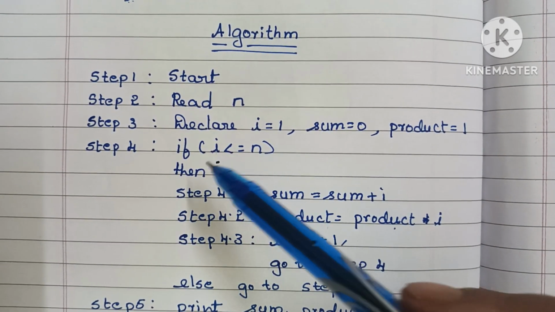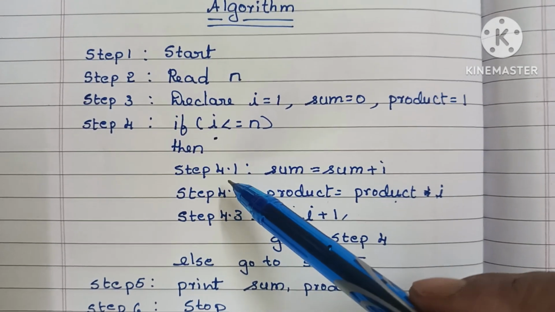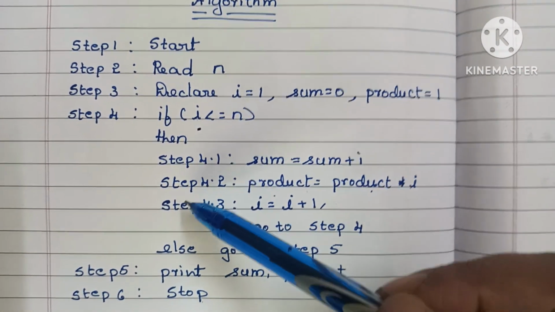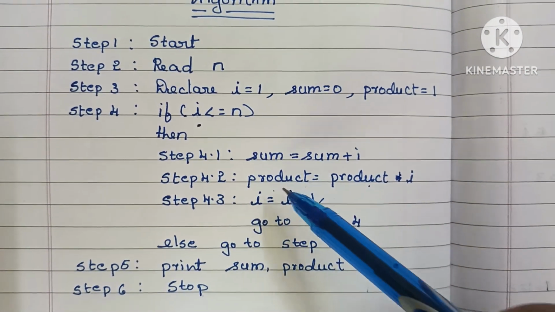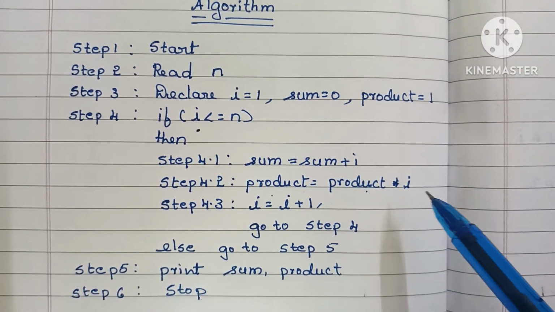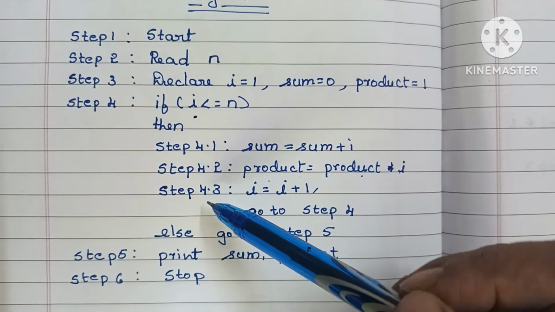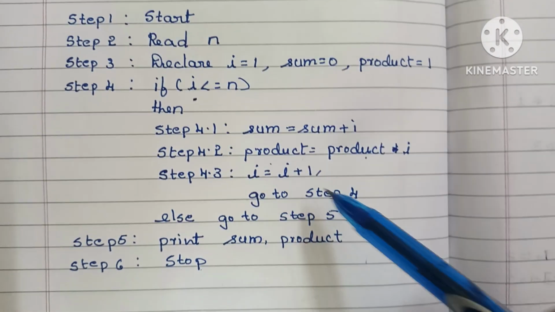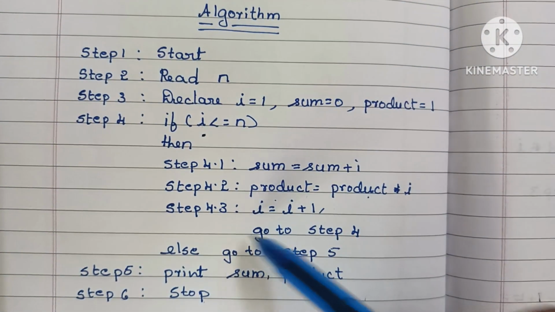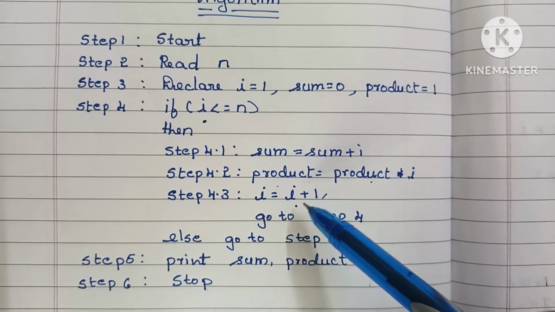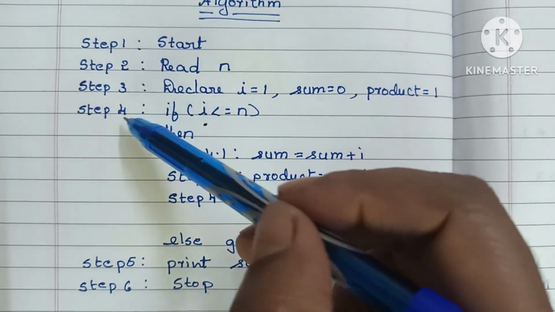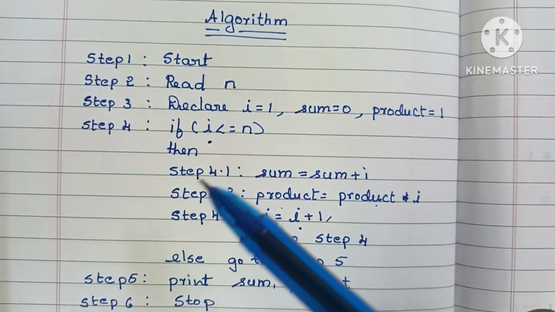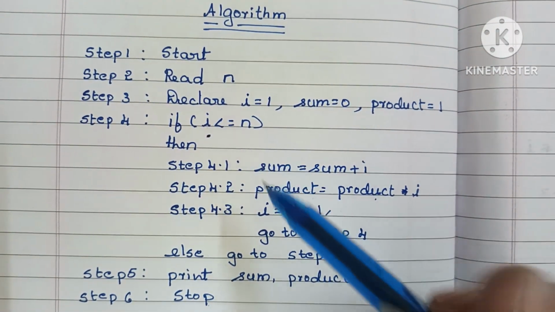If this condition is true, then we have to execute step number 4.1. Here we have to find sum is equal to sum plus I. In step number 4.2, we have to find product. Product is equal to product into I. In step 4.3, we have to find I is equal to I plus 1 and go to step number 4. And after this step I is equal to I plus 1, we have to repeat this step, that is step number 4, until I value is less than or equal to n.